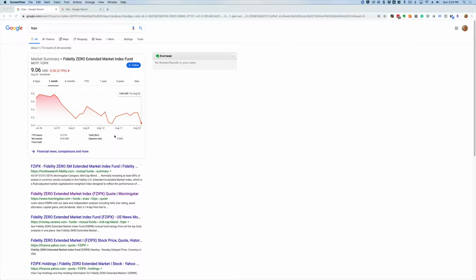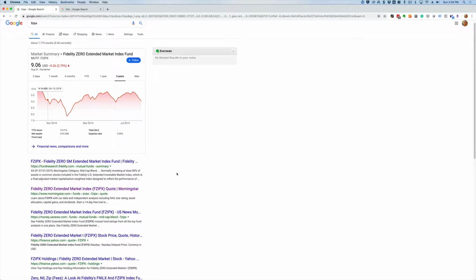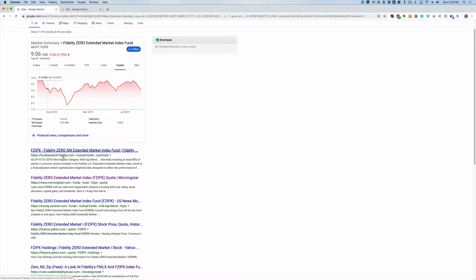So we get some basic information just from Google. And of course, we can change from 1 month to 6 months to a year to date and so on. If we go out too far, we can see 5 years, but it really doesn't show us that. It only goes back into late 2018, I think, when the fund was launched. So we get that just from Google. Now, I want to look at two other sources, though. The first is Fidelity itself, and then we're going to look at Morningstar. So let's go to Fidelity.